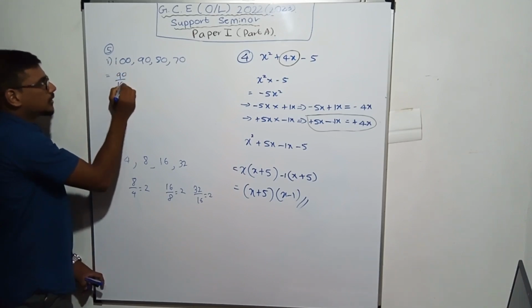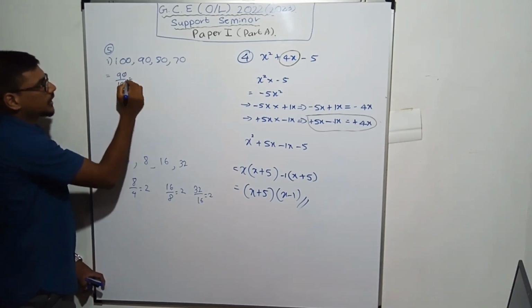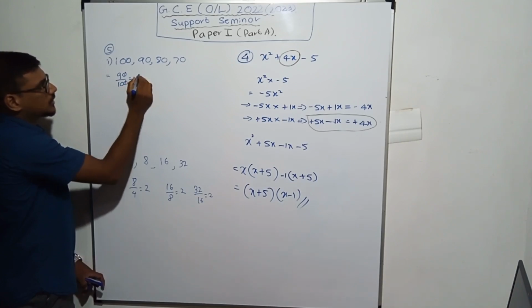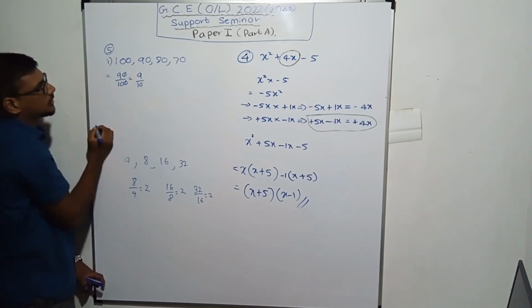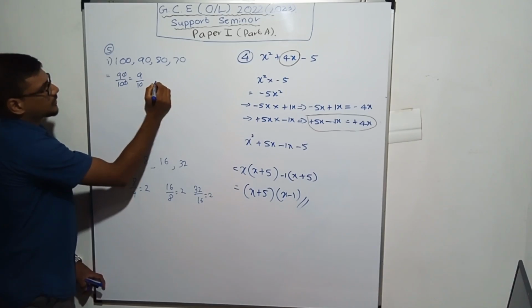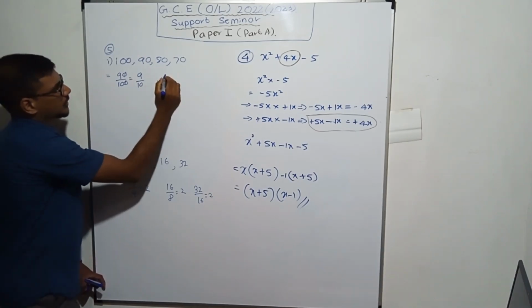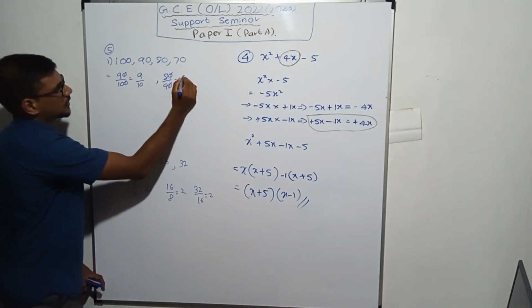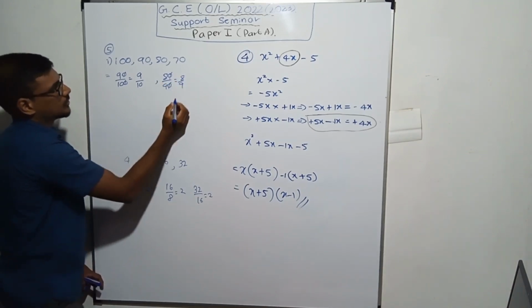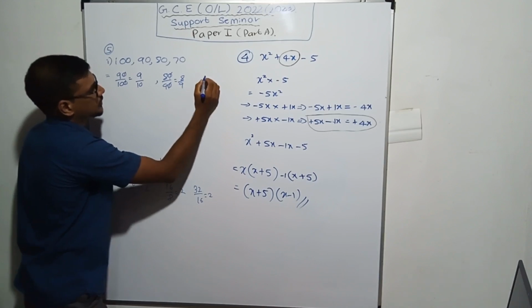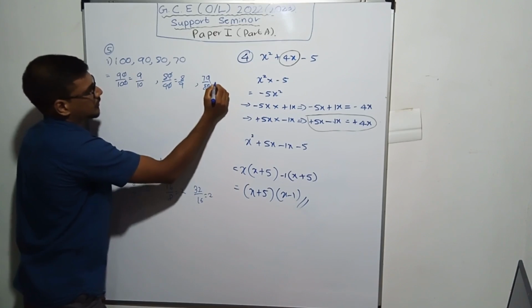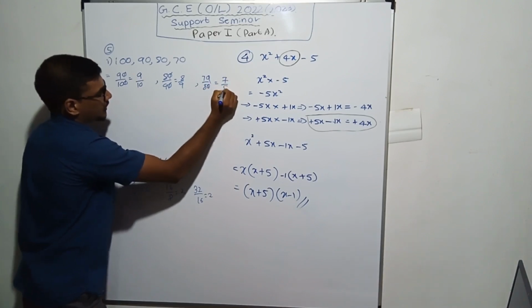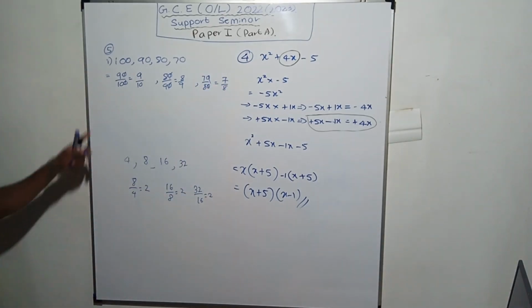90 divided by 100, what's the answer? 0, 0 cancels, 9 over 10. No, we'll check the next one. Then 80 divided by 90: 0, 0 cancels, but 8 over 9. No. We'll check the next one. 70 divided by 80: 7 over 8. No. The ratio is not common.